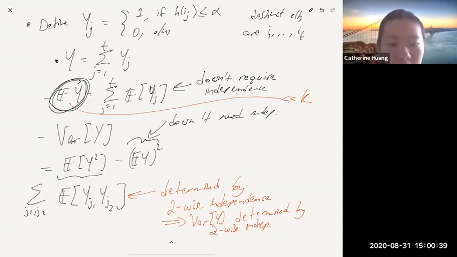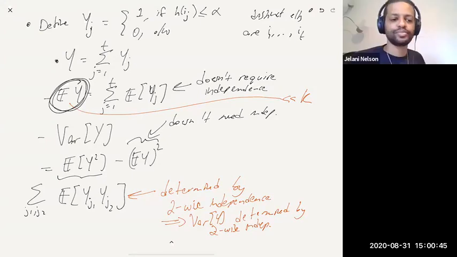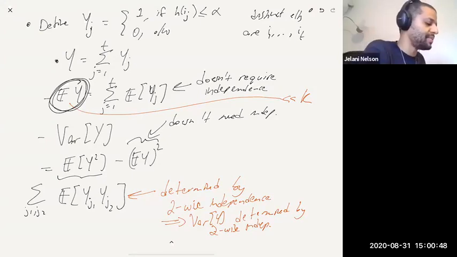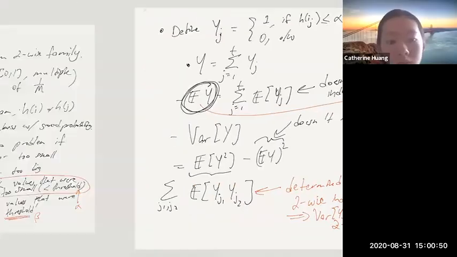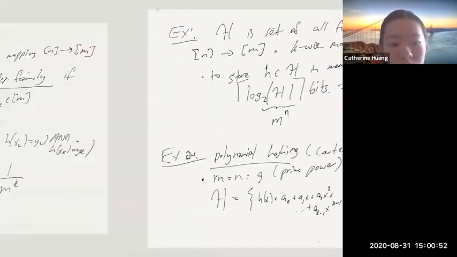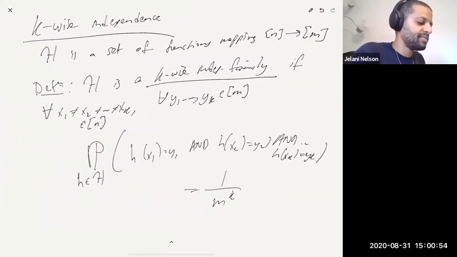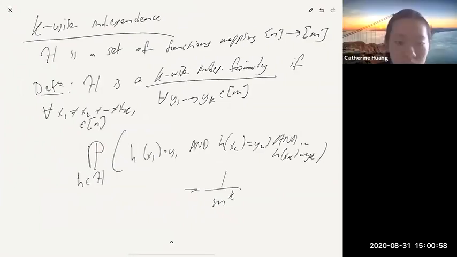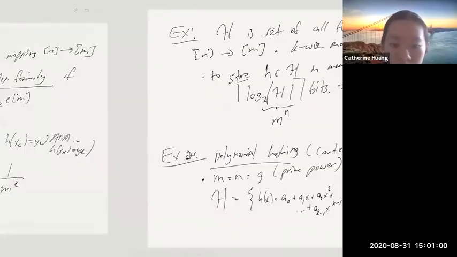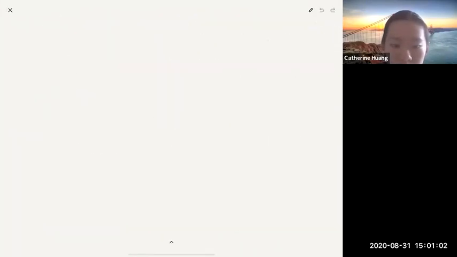For k-wise independence, I didn't really understand what the definition was. Oh, the definition of k-wise independence? Yeah. So, okay, let me give, let's do a little example then. Maybe I can stop the recording for now and just take questions.